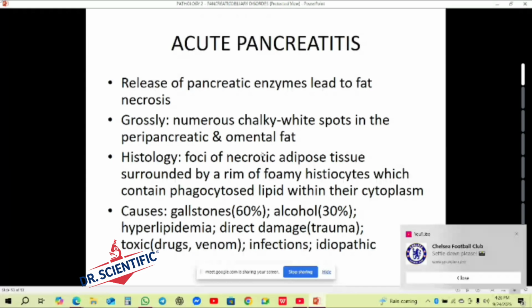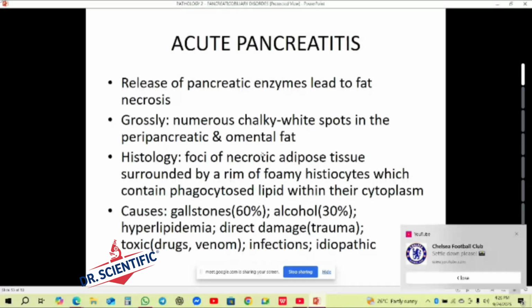I think we also mentioned this when we were talking about, I think it was in Pathology 1, when we talked about some of the conditions that affect the main blood vessels. So these are some of the causes.